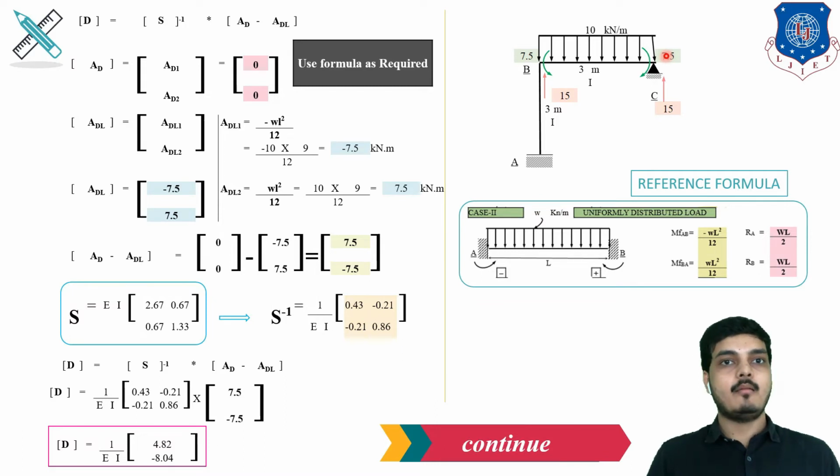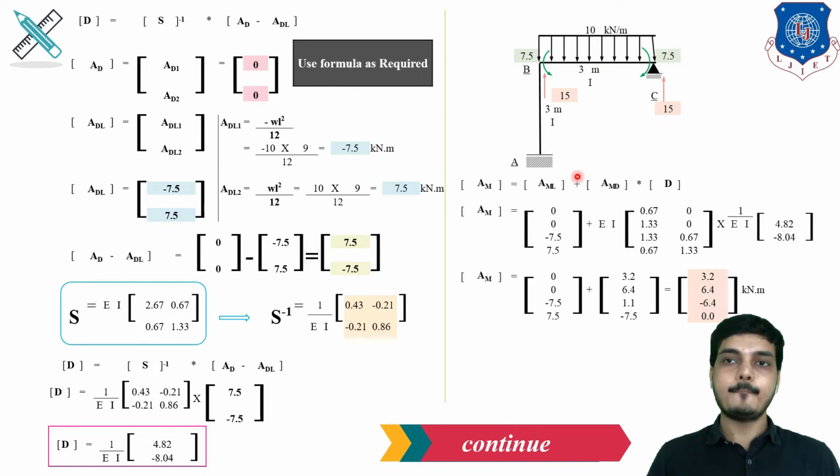Now, the next step is to find AM and AR. For AM and AR, we require loading moments and reactions. So this is 7.5, which we have found out previously over here. The same formula will be applicable. And for reaction, it is WL by 2. W is 10, L is 3, 30 divided by 2 is 15, 15. So we will be using this in AM and AR.